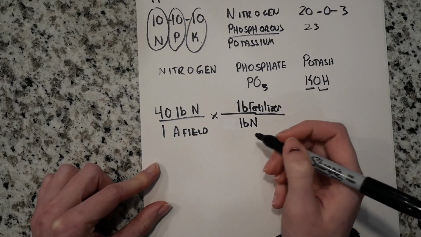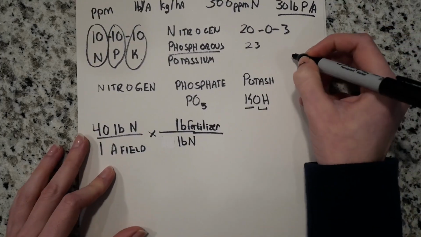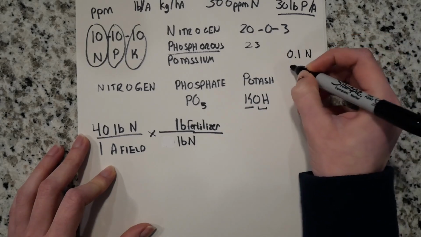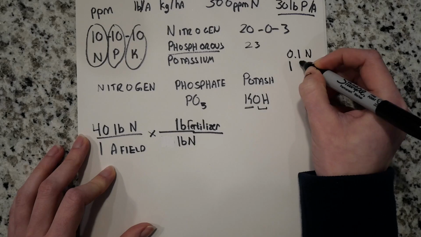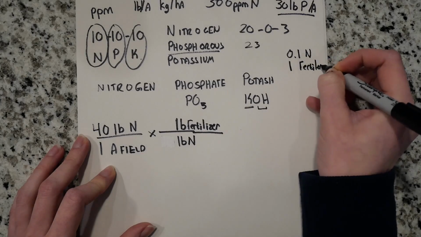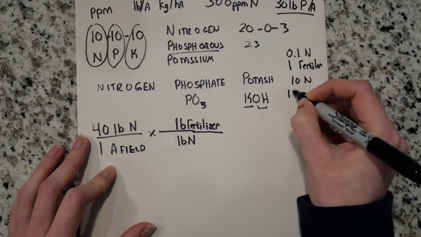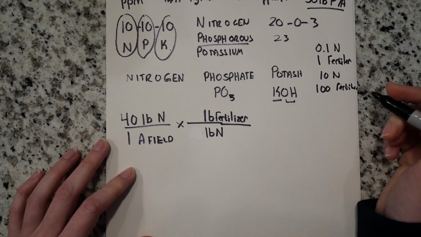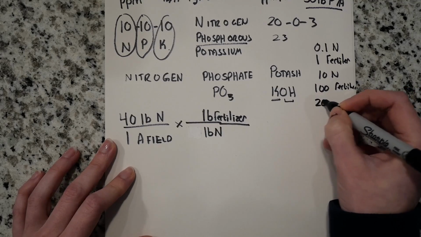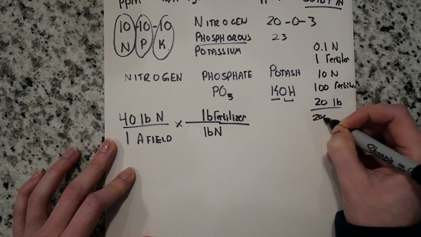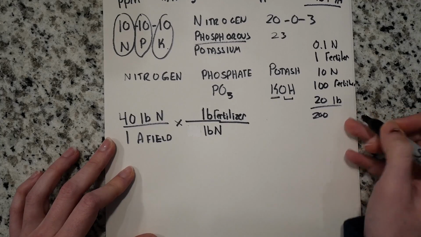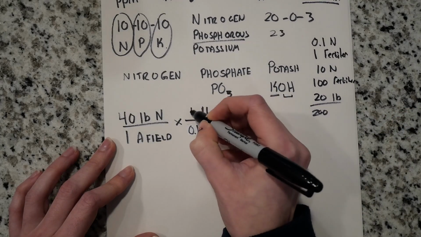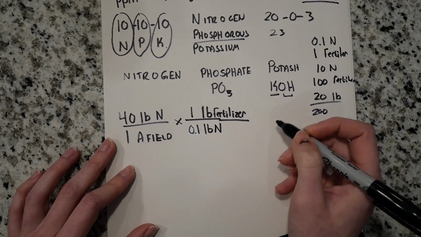So 10% can be written a few different ways. You could either say 0.1 nitrogen to 1 fertilizer. You could also say 10 pounds nitrogen to 100 pounds fertilizer. It doesn't really matter as long as you're true to the percentage. You could even say 10 pounds to 100 pounds, or 20 to 200. It doesn't matter as long as you keep the percentage accurate. So for now, let's just say 0.1 pounds nitrogen to 1 pound fertilizer.